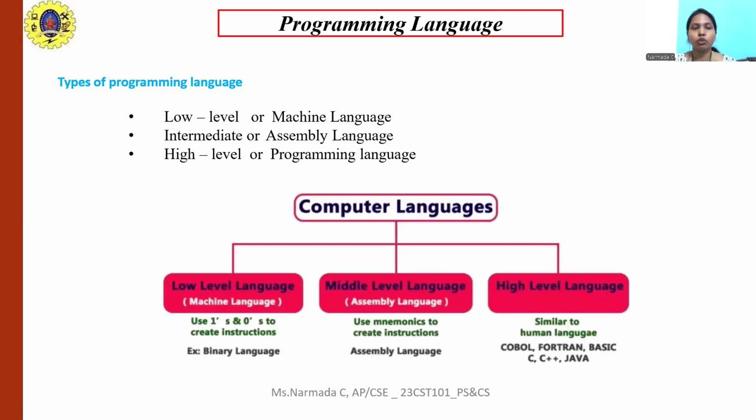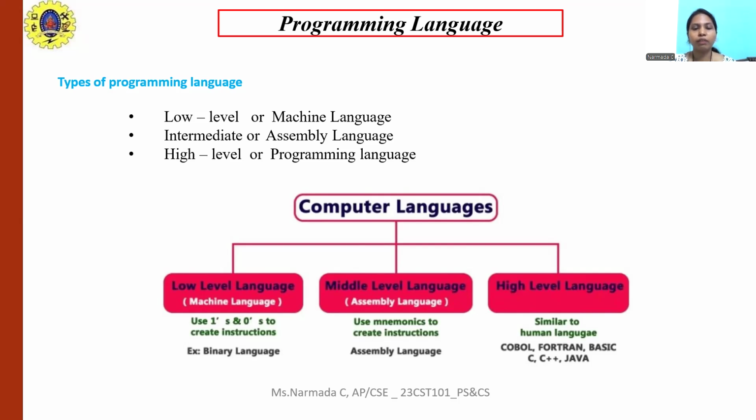So what are the types of programming languages? The programming languages are categorized into low level, intermediate, and high level. Low level or the machine language, intermediate or assembly language, high level or programming language.